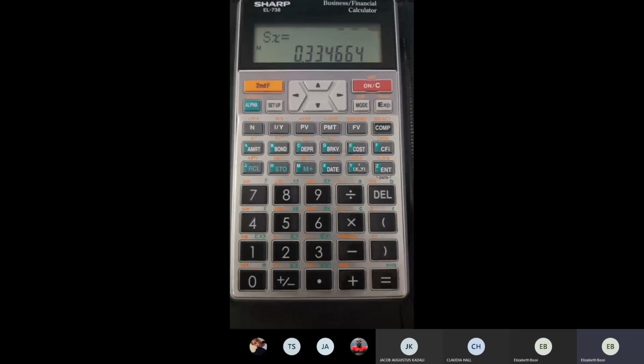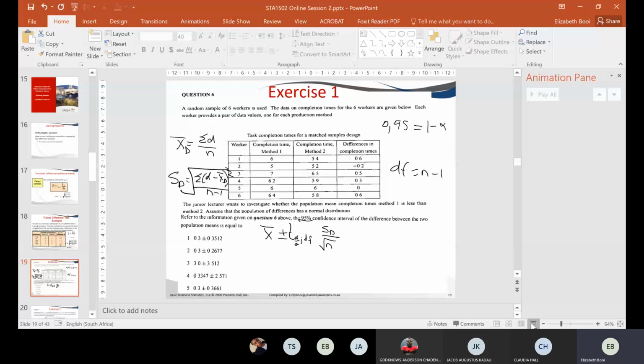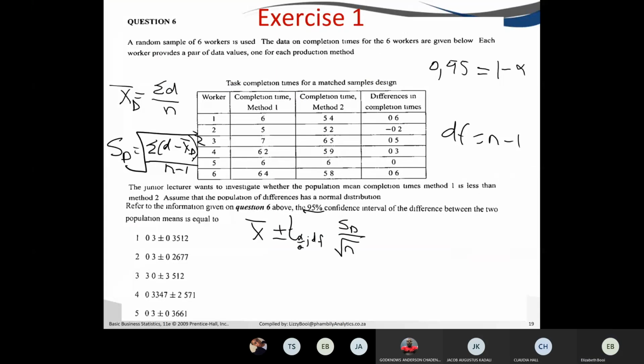I'm going to stop sharing on this and go back to the question because we already calculated them. So I'll go back to the slide, sorry, and come back to the slide. We should be back.